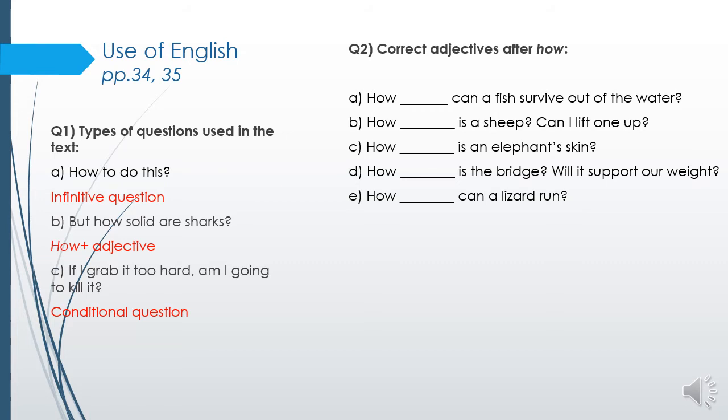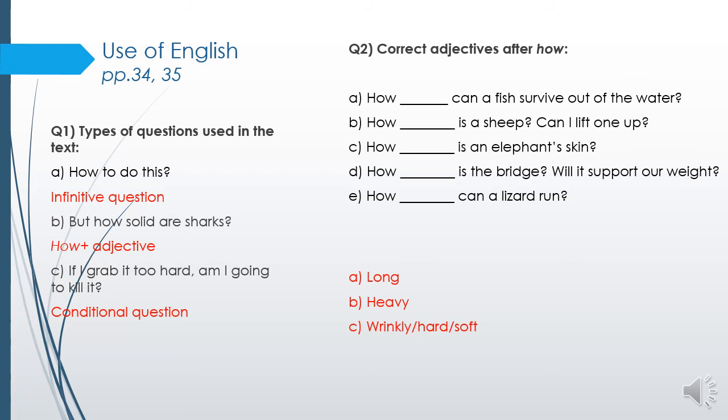Logical answers may vary. This is an opinionated question, but we do have to limit our answers to suitable options. For me, how long can a fish survive out of the water? This sounds logical. How heavy is a sheep? Can I lift one up? I don't think we can debate on this because of the second part of the sentence. Can I lift one up? So it's about its weight, heaviness.